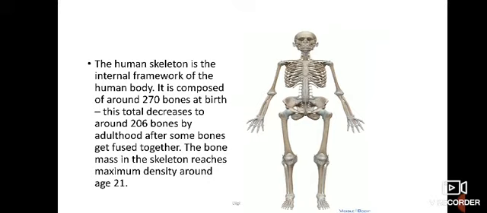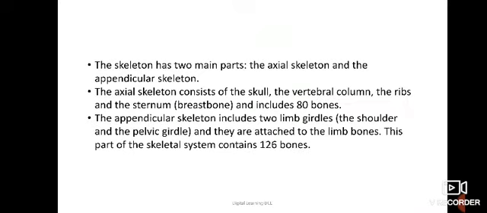It is composed of around 270 bones at birth. This total of 270 bones decreases to around 206 bones by adulthood after some bones get fused together. The bone mass in the skeleton reaches maximum density around the age of 21 years. The skeleton has two main parts, the axial skeleton and the appendicular skeleton.